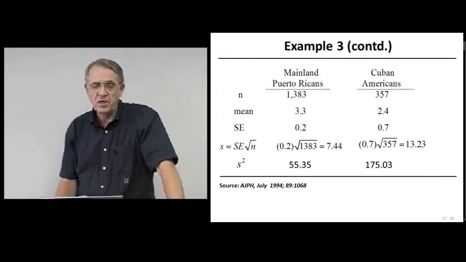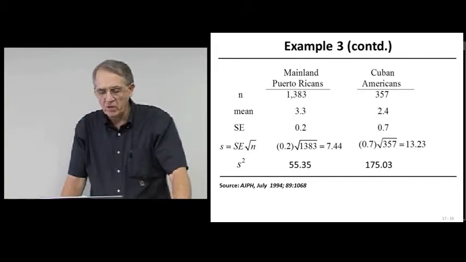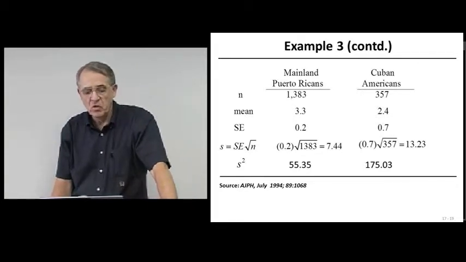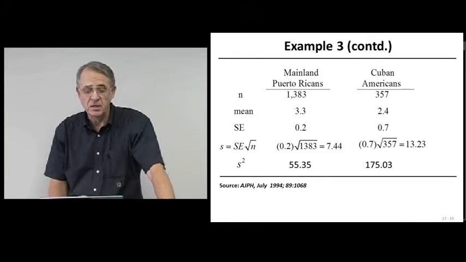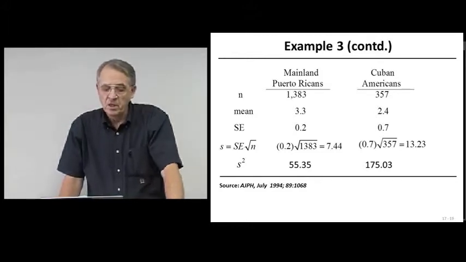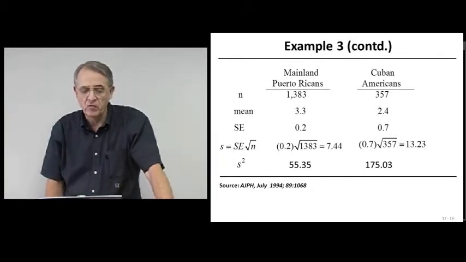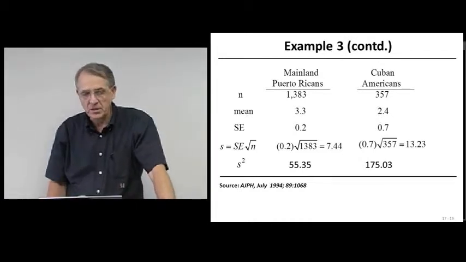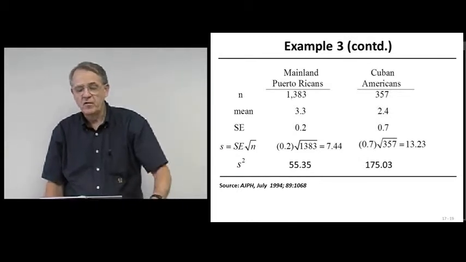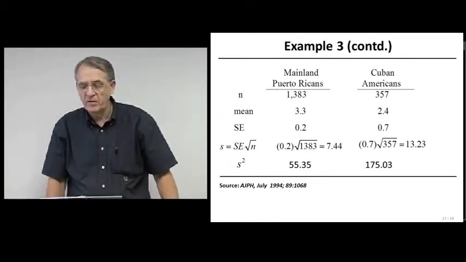And remember that the standard error is S divided by the square root of n. So to use the formula that we've been working with, we need to get back to S and S squared. If the standard error is equal to S over the square root of n, then a simple algebraic manipulation says that S is equal to the standard error times the square root of n. So if the standard error is 0.2 for the mainland Puerto Ricans, then S is 0.2 times the square root of 1,383. Do that calculation, you get 7.44. You square that and you get the sample variance, which is 55.35. If you do a similar thing for the Cuban Americans, you get a sample variance of 175.03.